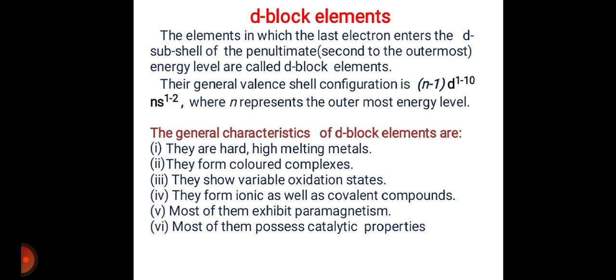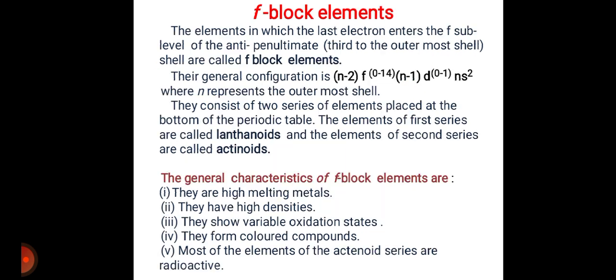They show variable oxidation states, and they form ionic as well as covalent compounds. Most of them exhibit paramagnetism due to the presence of unpaired electrons. Most of them possess catalytic activities. This is a very important property of the d block elements.